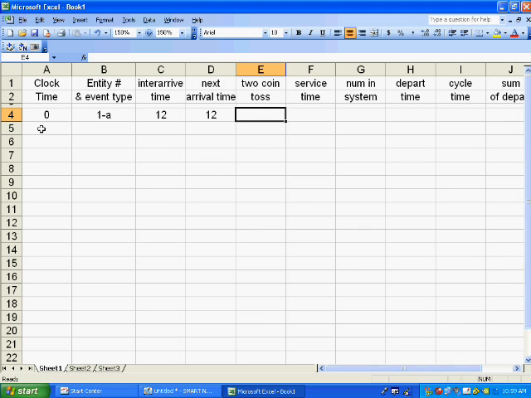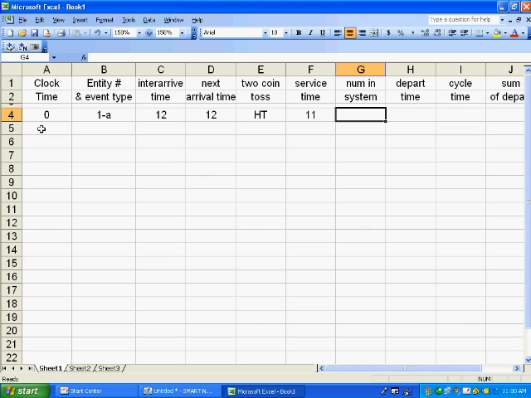Okay, so we have a 2 coin toss. We will put down head, tail. So that's our random number generator. Column E is a random number generator. Based on that, what's our service time for this entity? 11, okay. I've already erased it and I don't remember. So this entity has a service time of 11.